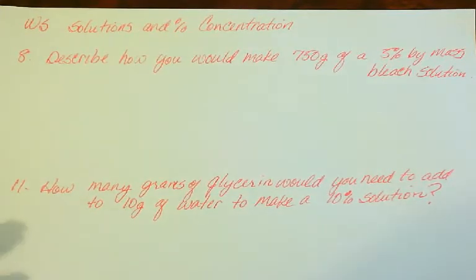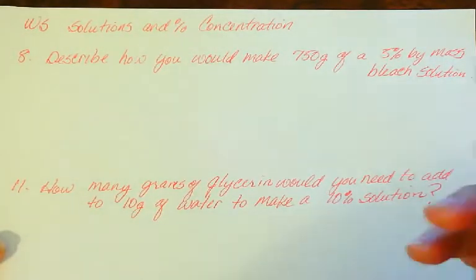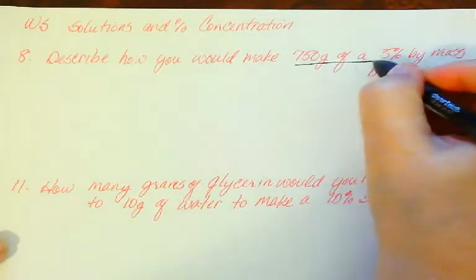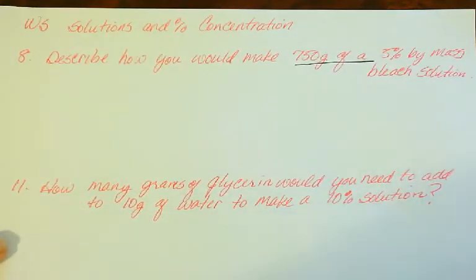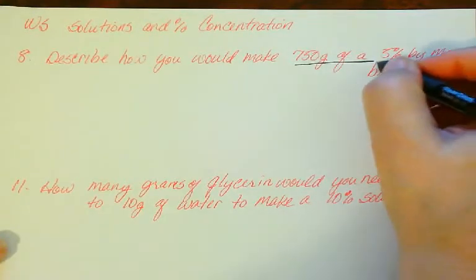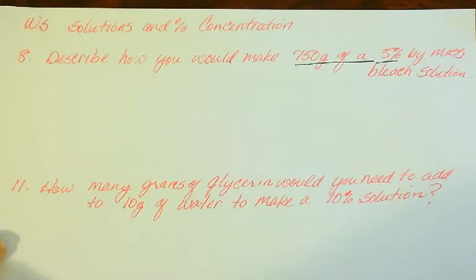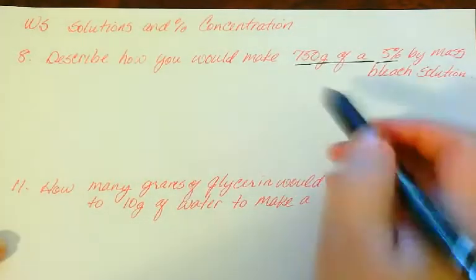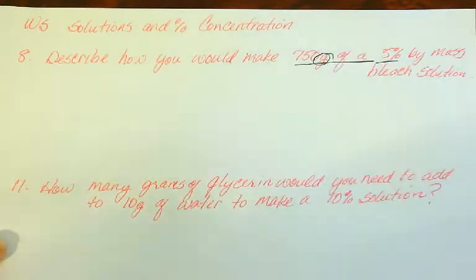If we look at what information is given to us in the problem, we can see that 750 grams is what we want to make. And we want it to be 5% by mass bleach, which means 5% of it is the bleach. The remaining 95% is water. So what is our percent by mass? I know it's by mass because it gave me grams here, and it also says a 5% by mass bleach solution.